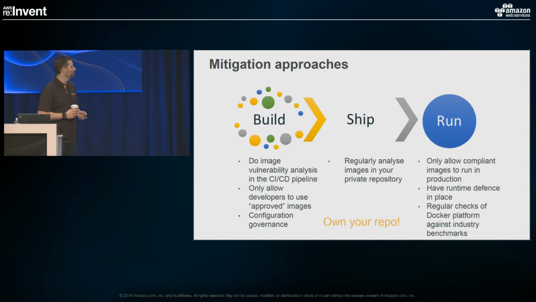A couple of mitigation processes on the build. Do image vulnerability analysis in the CI/CD pipeline if you have a CI/CD. If not, run it manually. But do a vulnerability analysis on your containers. And of course, build your containers yourself. Own your repo. That's absolutely true. Don't introduce things that you don't know what it is. Don't add images that you haven't tested, that you haven't done scans on, and validated security of.